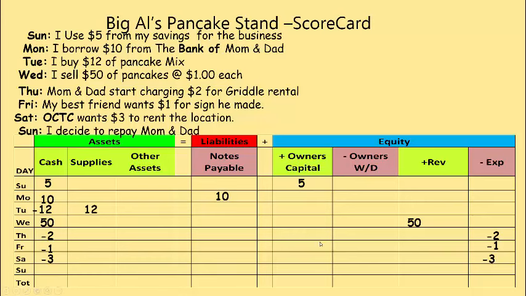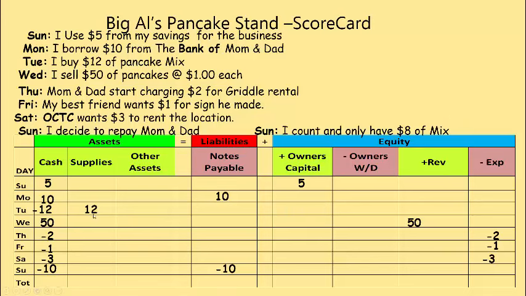On Sunday, I decided to repay mom and dad. If I repay them, cash goes down by $10 on the asset side, and liabilities go down by $10. Notice both sides went down. The asset side went down, and the liability and owner's equity side went down the same $10. And then the last thing is I count my supplies, and I've got $8 worth of pancake mix left.